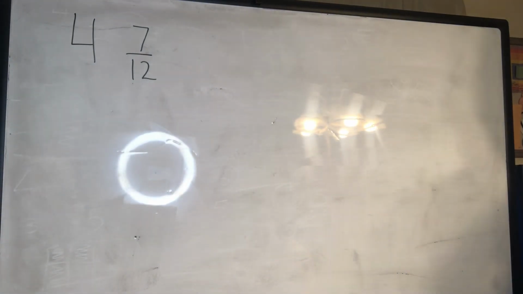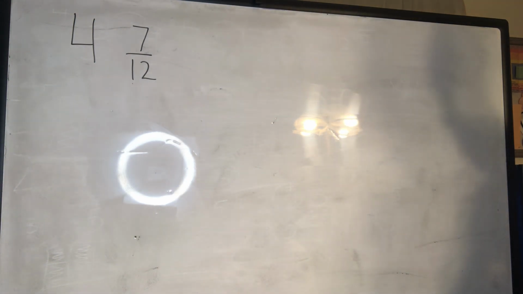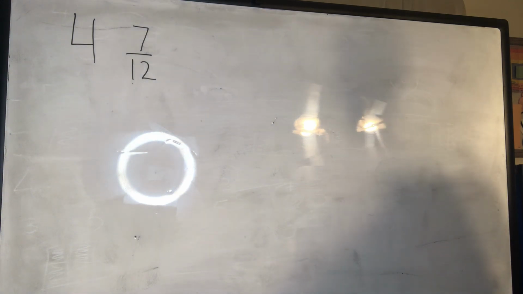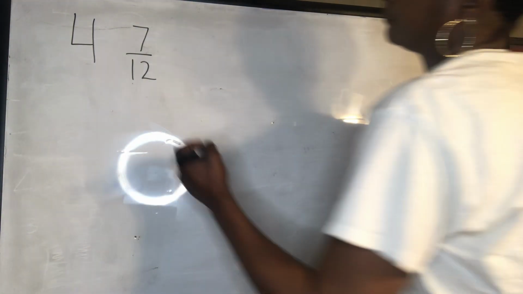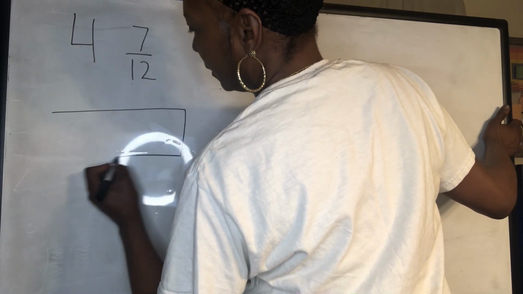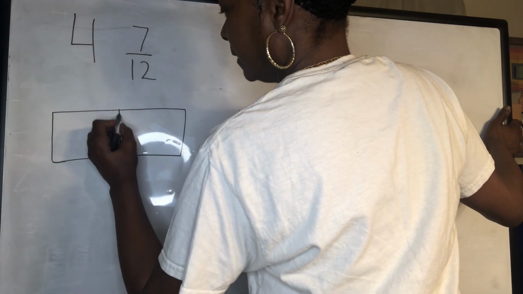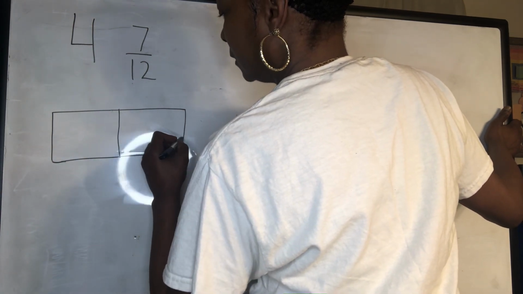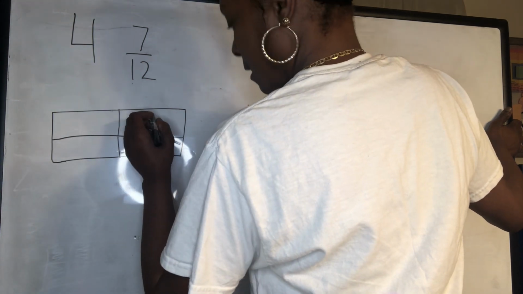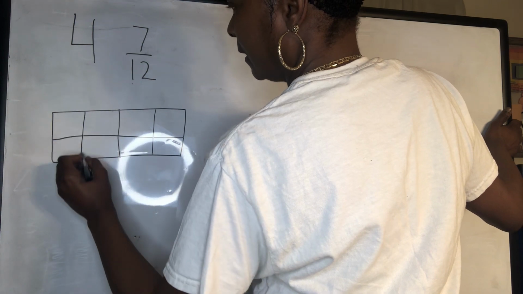Alright, for our last problem, we have 4 and 7 over 12. So I'm going to go in and draw a diagram to let us see what that looks like. So since we've been doing rectangles, we're going to keep it going. And we're going to split it in half. I'm going to split it in half. And then I'm going to split it in half.